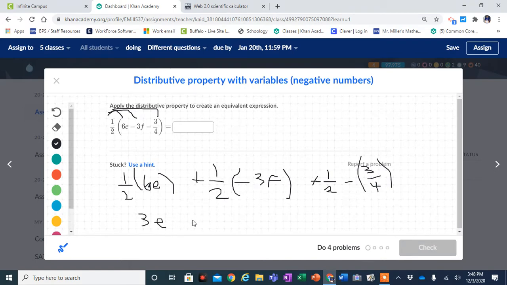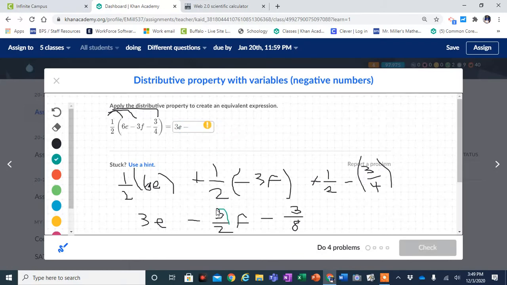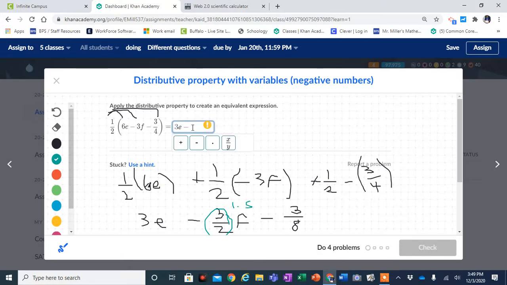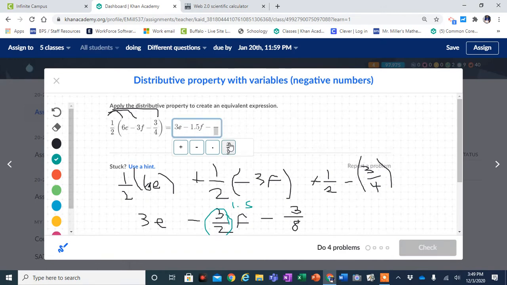A positive times a negative is a negative. 1 times 3 is 3 over 2. Keep the f. And then a positive times a negative is a negative. 1 times 3 is 3. And 2 times 4 is 8. So your answer here should be 3e minus, now 3 divided by 2 is really 1.5. So I'm going to type 1.5f minus fraction 3 over 8.